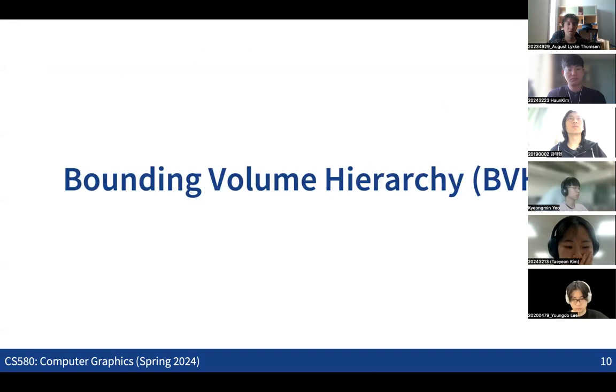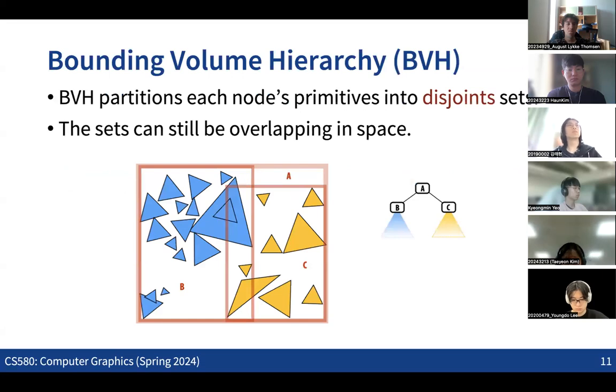So for that, we discussed the idea of the bounding volume hierarchy. This was the case where we are splitting one big bounding box into two disjoint sets. We have this big bounding box, and we want to split it into two disjoint sets of primitives. One thing is that we are finding these disjoint sets of primitives, but the bounding boxes of those sets can still overlap in the 3D space.